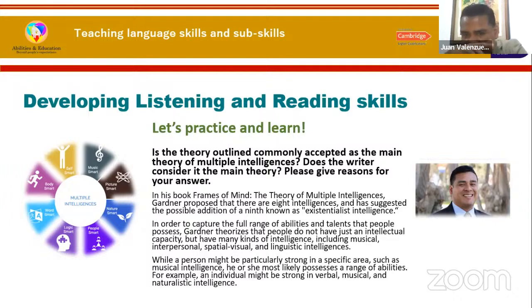Okay. Now, one more question. Is the theory of multiple intelligences commonly accepted as the main theory of multiple intelligences? Do you think the writer considers this theory as the main theory? Read this short extract and then answer. Is the theory outlined commonly accepted as the main theory of multiple intelligences? Does the writer consider it the main theory? Yes or no? And why?